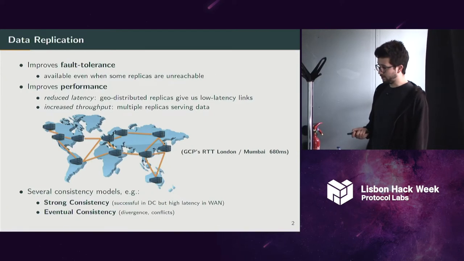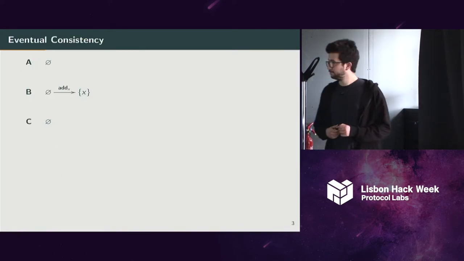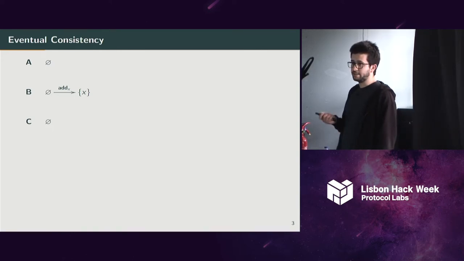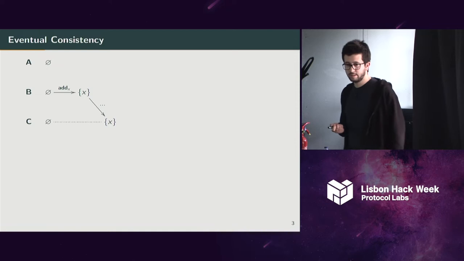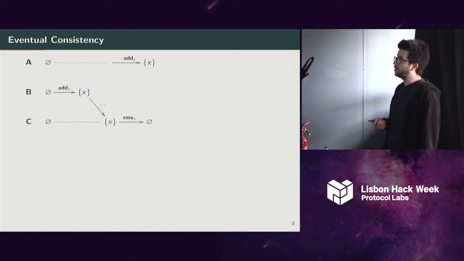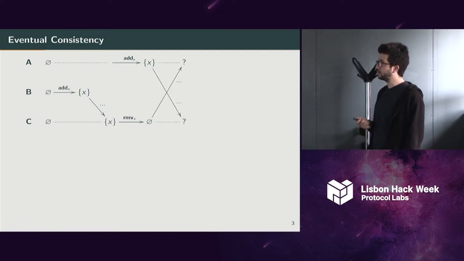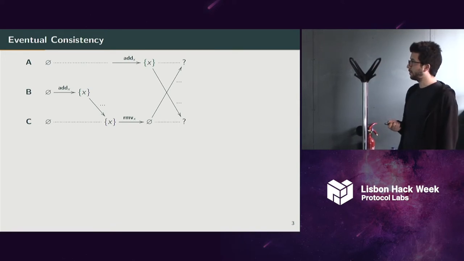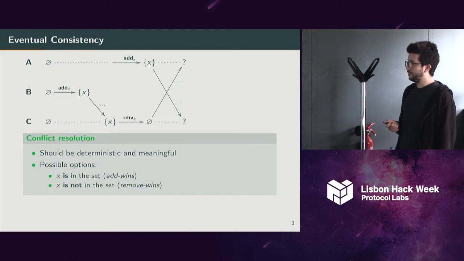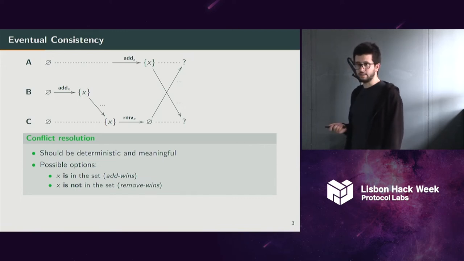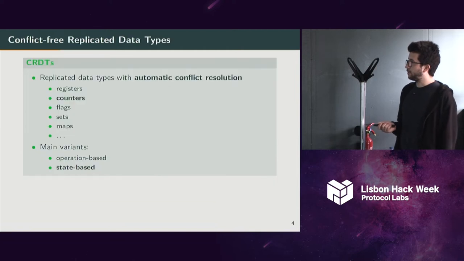The alternative is we just reply right away to our clients, and we have eventual consistency. We diverge, we have possible conflicts. So how does that work? Imagine we have three replicas. They are replicating a set, empty from the start. B adds an element, X, and now it sends something to C. C now sees X. And now concurrently you have an addition of X and a removal of X. This is what we call a conflict. And here we need to decide what will happen to our state. The possible solutions here are to say X is in the set or X is not in the set. And these are two conflict resolutions that we have in CRDTs.